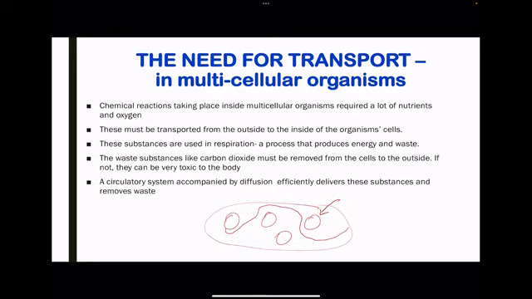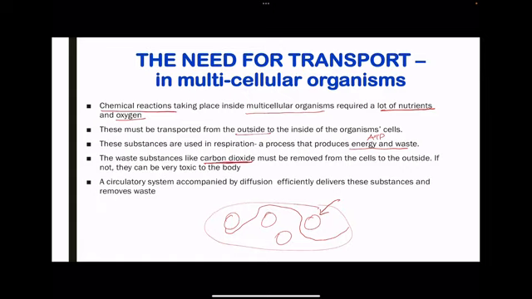So, of course, there are many chemical reactions that are taking place in these multicellular organisms, and these will require a lot of nutrients as well as oxygen. So this must be transported from the outside, I'm talking about oxygen and nutrients, into the organism's cells, and these substances are used in respiration, which is sufficient for the production of energy in the form of ATP as well as removal of waste.